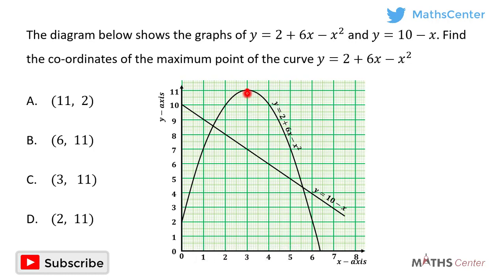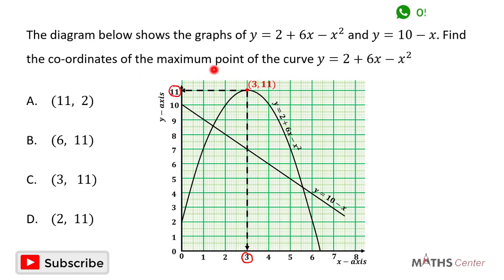To get the coordinates of this point, we will trace it to meet the x-axis and then trace it to meet the y-axis. When we trace it to meet the x-axis, the x value there is 3. When we trace it to meet the y-axis, the y value there is 11. So the coordinates of this point are (3, 11).